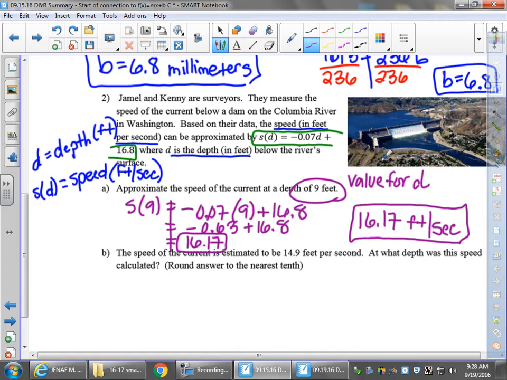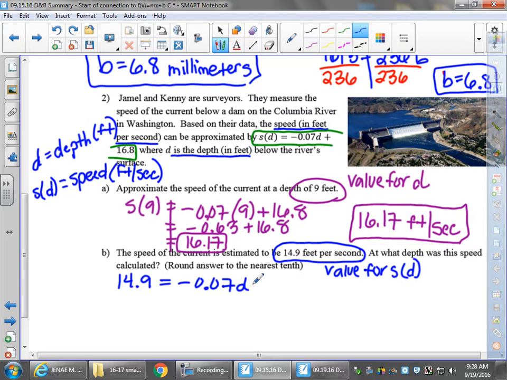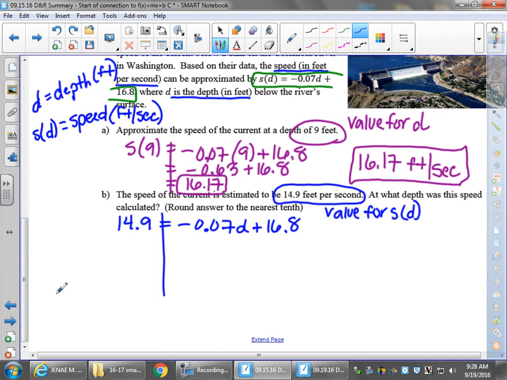B says, the speed of the current is estimated to be 14.9 feet per second. So we'll circle the given. Is this a value for D or S of D? So it seems like a small step, but it really does help. Circle that given information, and let's write value for S of D. Write it down. So what's the math going to look like? What equation am I going to write? 14.9 equals negative 0.07D plus 16.8, and now I can solve for D. Go ahead. Use those calculators. Let's find D. Let's find the depth.